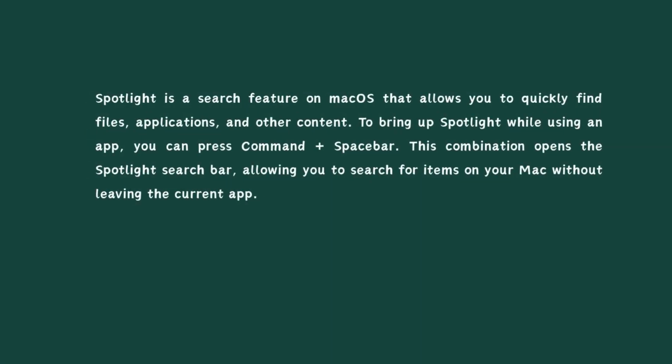Spotlight is a search feature on Mac OS that allows you to quickly find files, applications, and other content. To bring up Spotlight while using an app, you can press Command plus Spacebar. This combination opens the Spotlight search bar, allowing you to search for items on your Mac without leaving the current app.